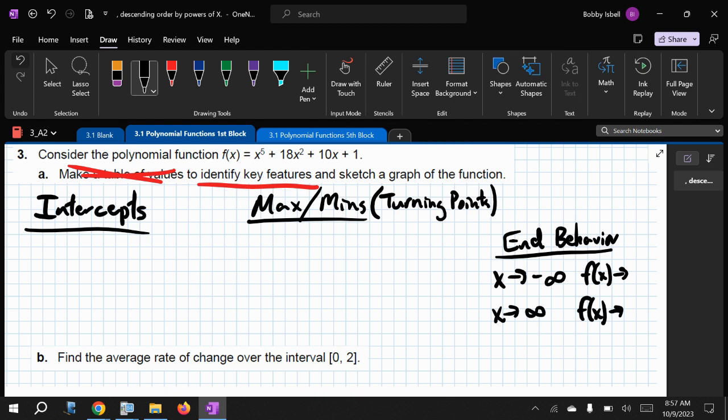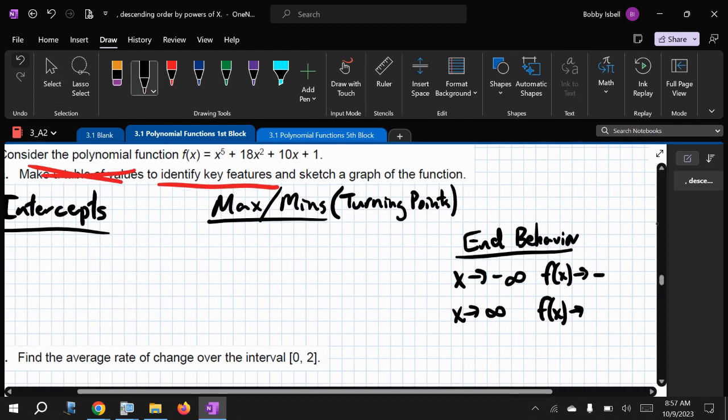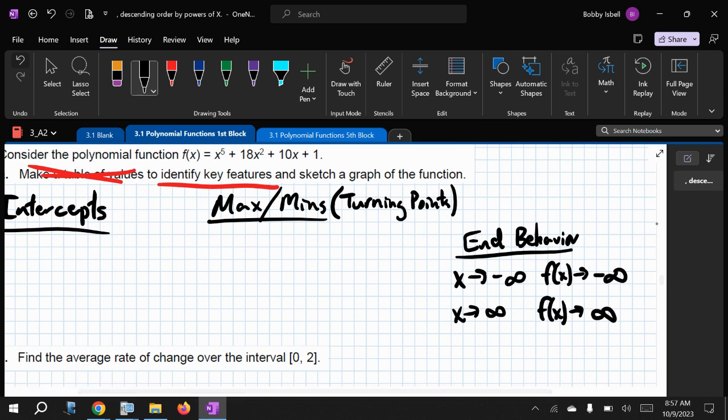So positive leading coefficient, so that's a positive slope. So the left side, as x goes to -infinity, a positive slope goes like this. So the left side is going down. So that's going to be toward -infinity. Since they're opposite, the other one has to go toward positive infinity.